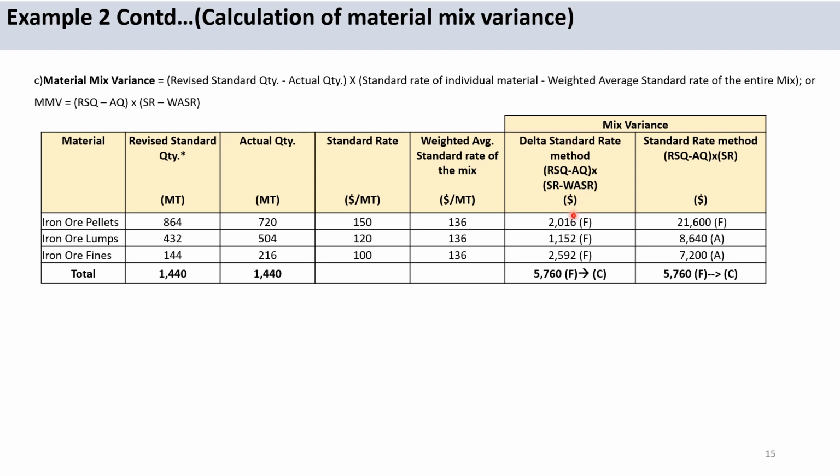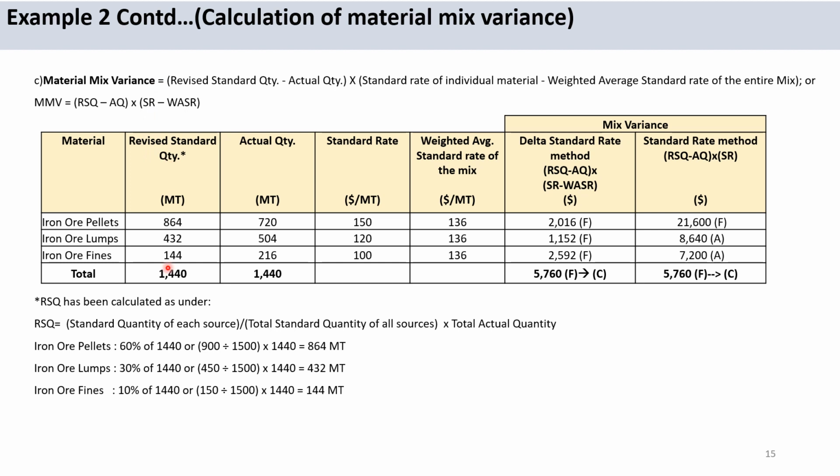So if we take the total of these three mix variances, 2016 plus 1152 and 2592, as per the delta standard rate method, we get a total of 5760 favorable mix variance in the first column. In the alternative method also we get the same 5760 by taking the total of these three, but this is conceptually and directionally not correct.